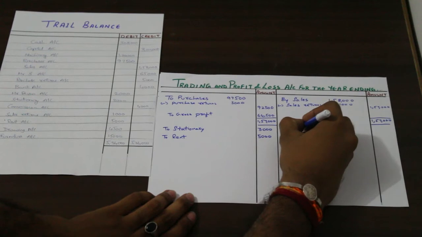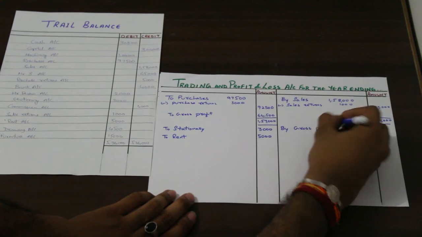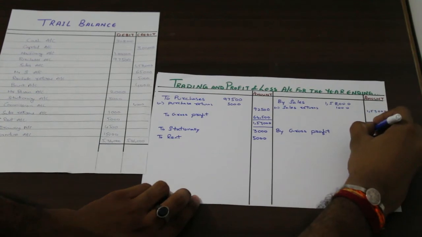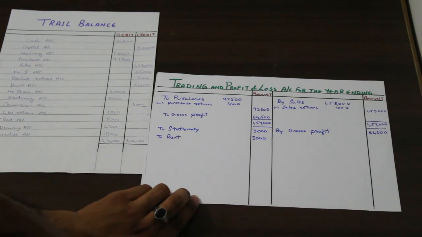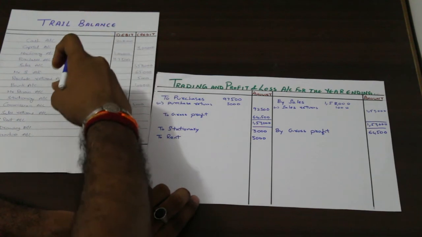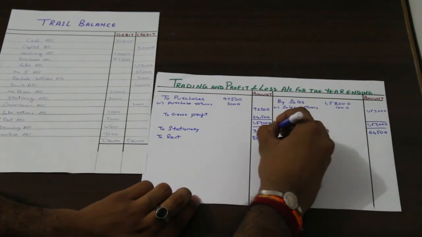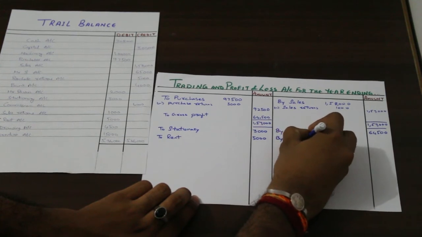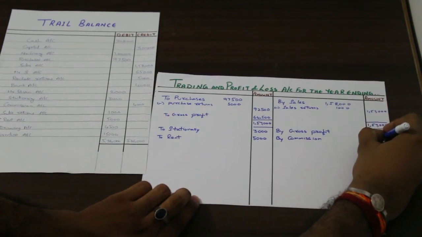by gross profit. We have got an amount of 64,500, and let's look for any amount which is our income, which has to be written on the credit side. The commission was our income, so write it on the credit side, by commission, the amount of rupees 4,000.